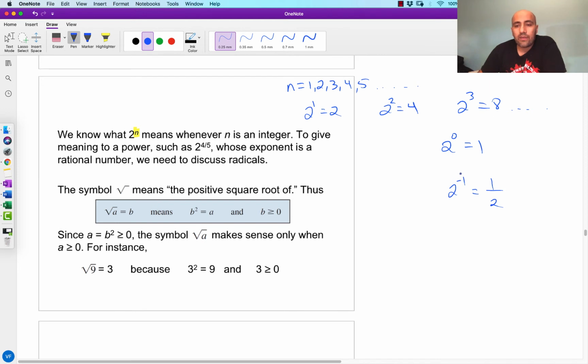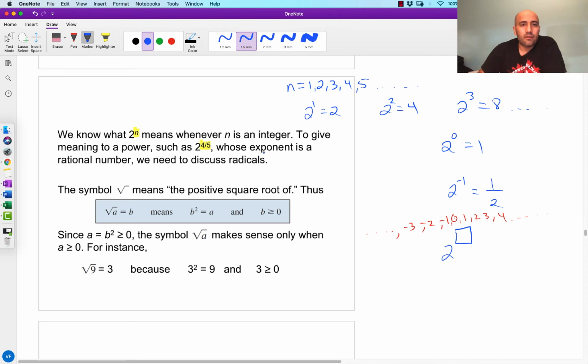So we're okay with having 2 to the power of anything as long as that thing that goes in there is either a 0 or a 1 or a 2 or a 3 or a 4, dot, dot, dot. Or it could be a negative 1, or a negative 2, or a negative 3, right? So we're happy with all that. But what if it was a fractional power, right? What does that mean? 2 to the power of 4/5. That's ugly.